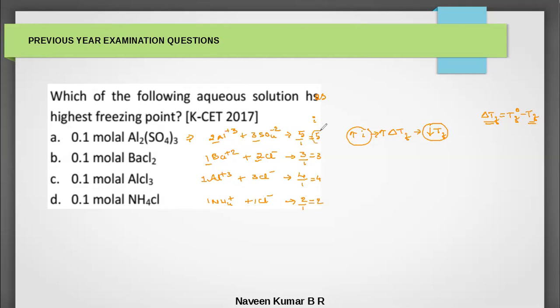It is very clear that the i value is high for aluminum sulfate and low for ammonium chloride. As the value of i is lower, the freezing point of the solution will be higher. The correct answer is 0.1 molar NH4Cl. So option D is correct.